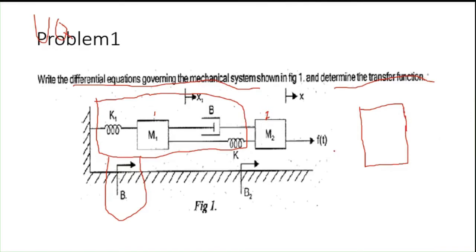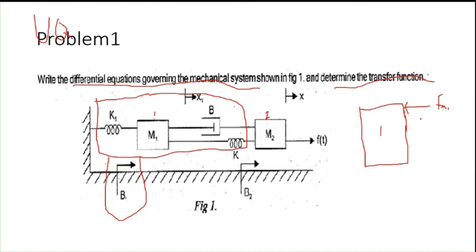So considering this is node 1, what are all the forces affecting this node 1? That's the first thing. You have to draw what the forces are. The first force is due to the mass m1 itself. Due to mass m1 there will be a force. I am assuming the direction is this. So this is the force due to m1.